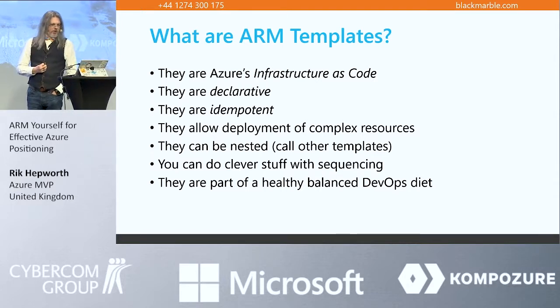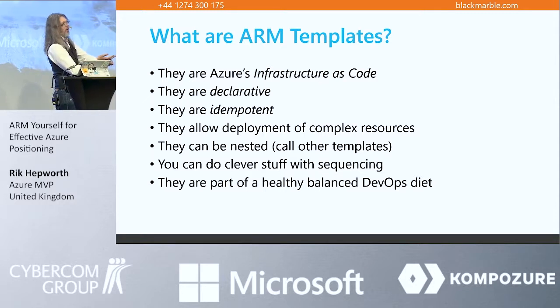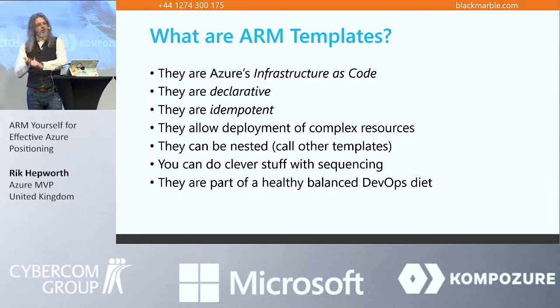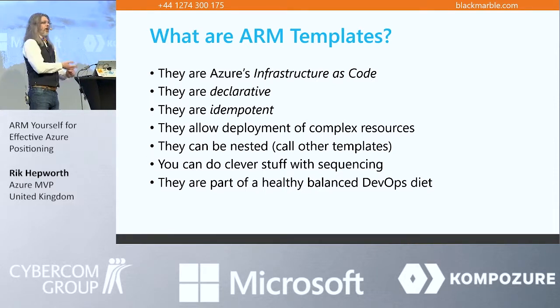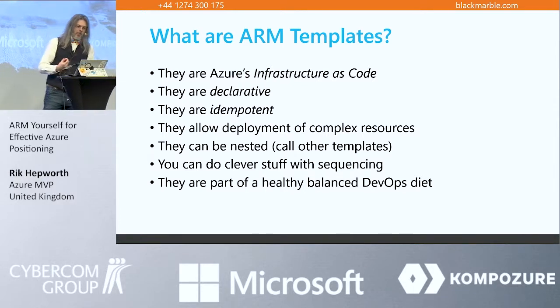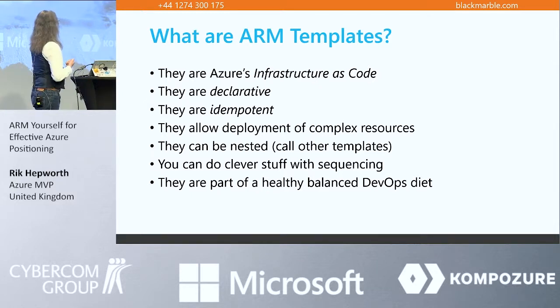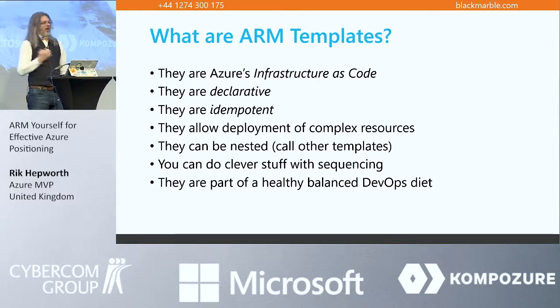And apart from the fact that they're really cool, honest, you can do really clever stuff with them. So you can deploy some really, really complex Azure environments with an ARM template. You can call a template from another template, what they call a nested deployment. And that's really handy both from a readability point of view, and if you want to do really clever stuff with sequencing that I'll talk about in a little bit. And importantly, they're part of a healthy, balanced DevOps diet. They are not going to rule the world for you. Just because we've got ARM templates does not mean we're doing DevOps, but it's very hard to do Azure DevOps properly without using ARM templates.